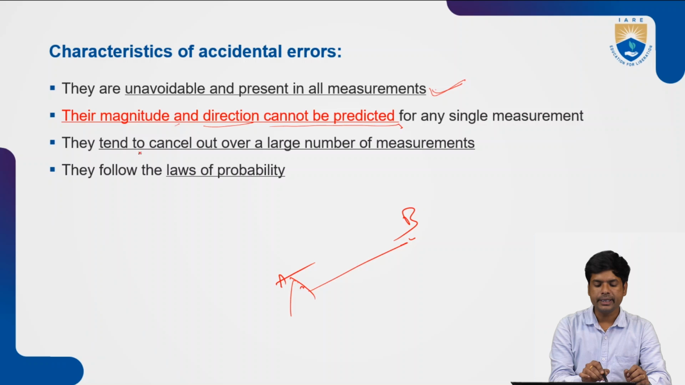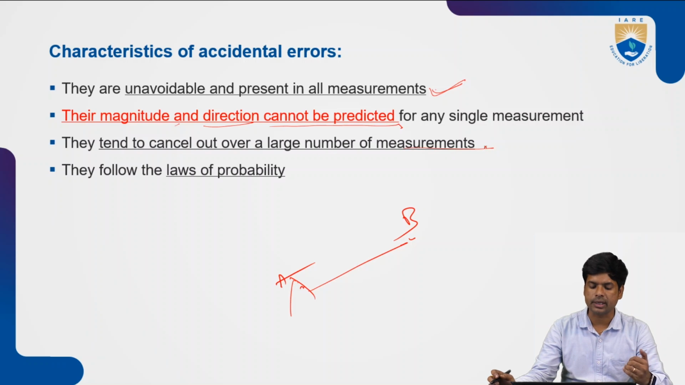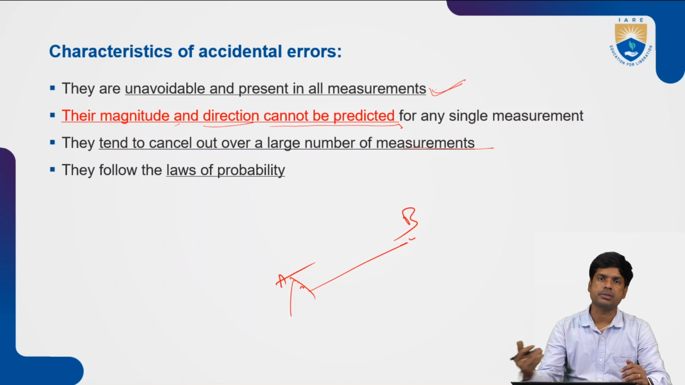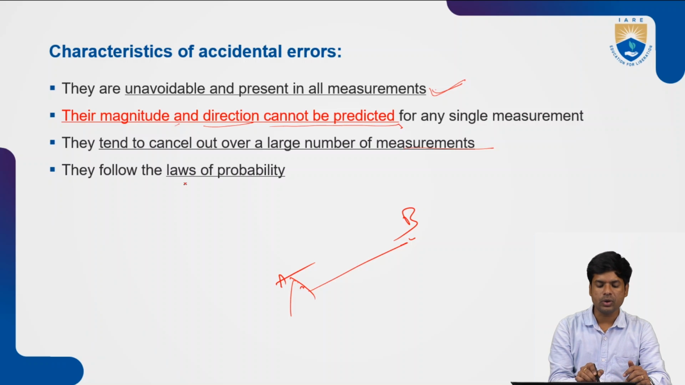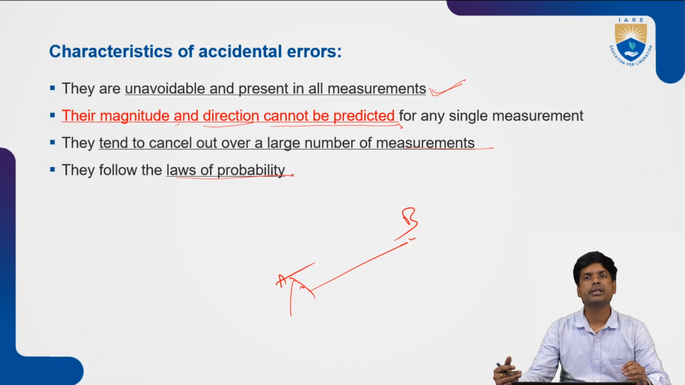And they tend to cancel out over a large number of measurements. Due to these accidental errors, they are going to affect all the measurements, and they follow the laws of probability. We cannot predict this particular error, and the probability is higher for accidental errors.